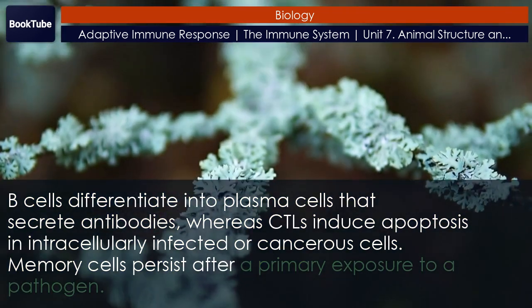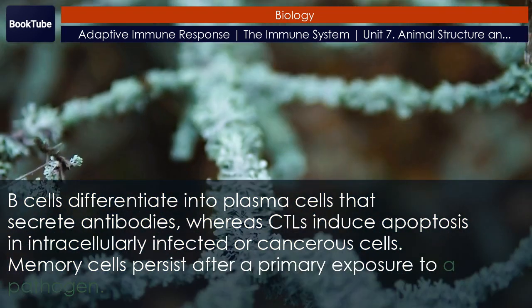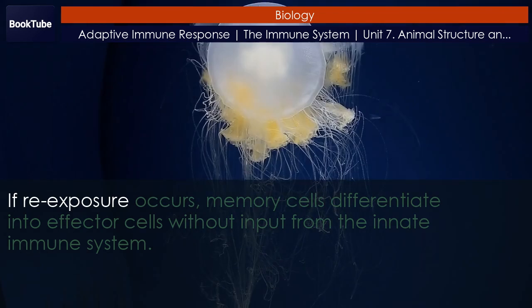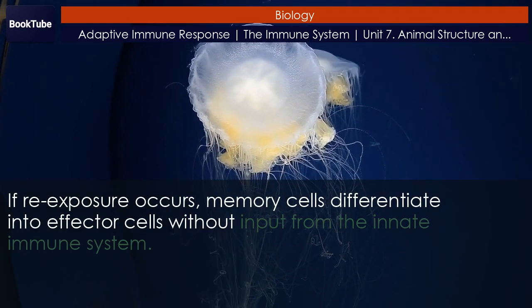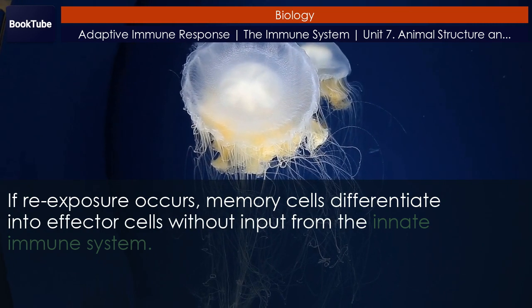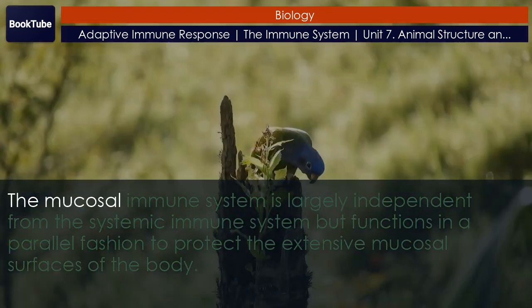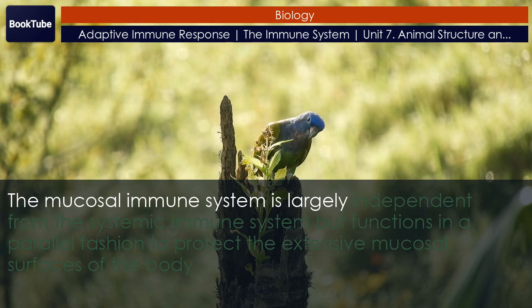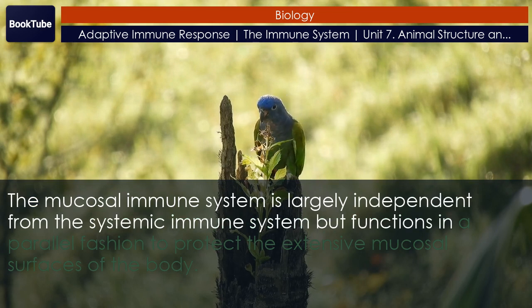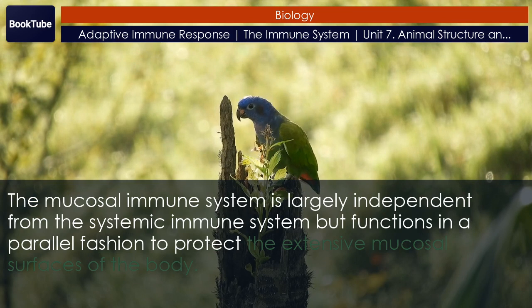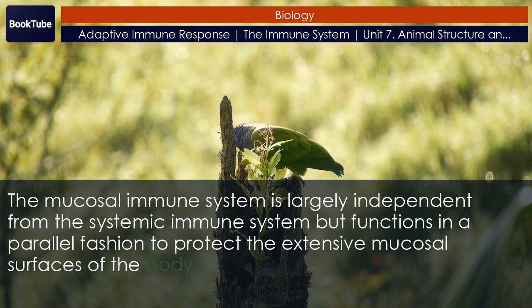Memory cells persist after a primary exposure to a pathogen. If re-exposure occurs, memory cells differentiate into effector cells without input from the innate immune system. The mucosal immune system is largely independent from the systemic immune system but functions in a parallel fashion to protect the extensive mucosal surfaces of the body.